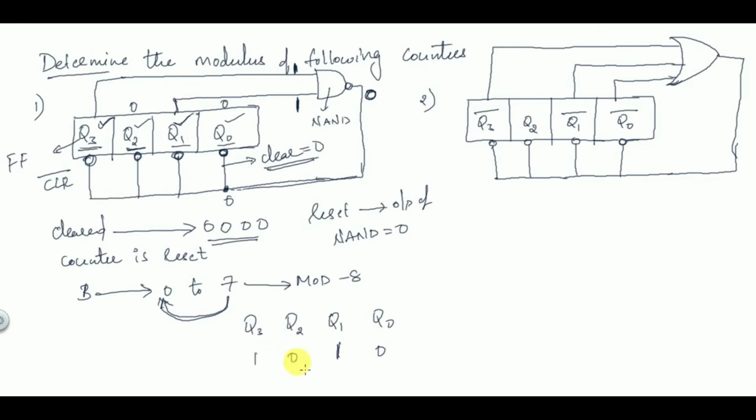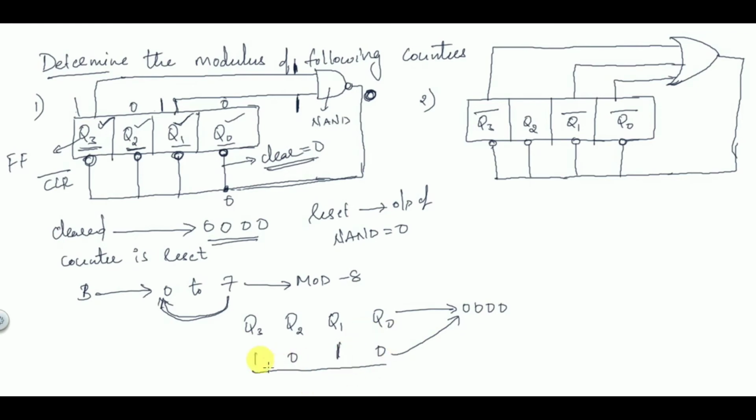So when you are given 1 0 1 0, you are giving 1 1 here. When 1 1 is given here, the output of the NAND gate becomes 0. This 0 is applied to the clear input, so it is going to reset. So the next state will be 0 0, 0 0.